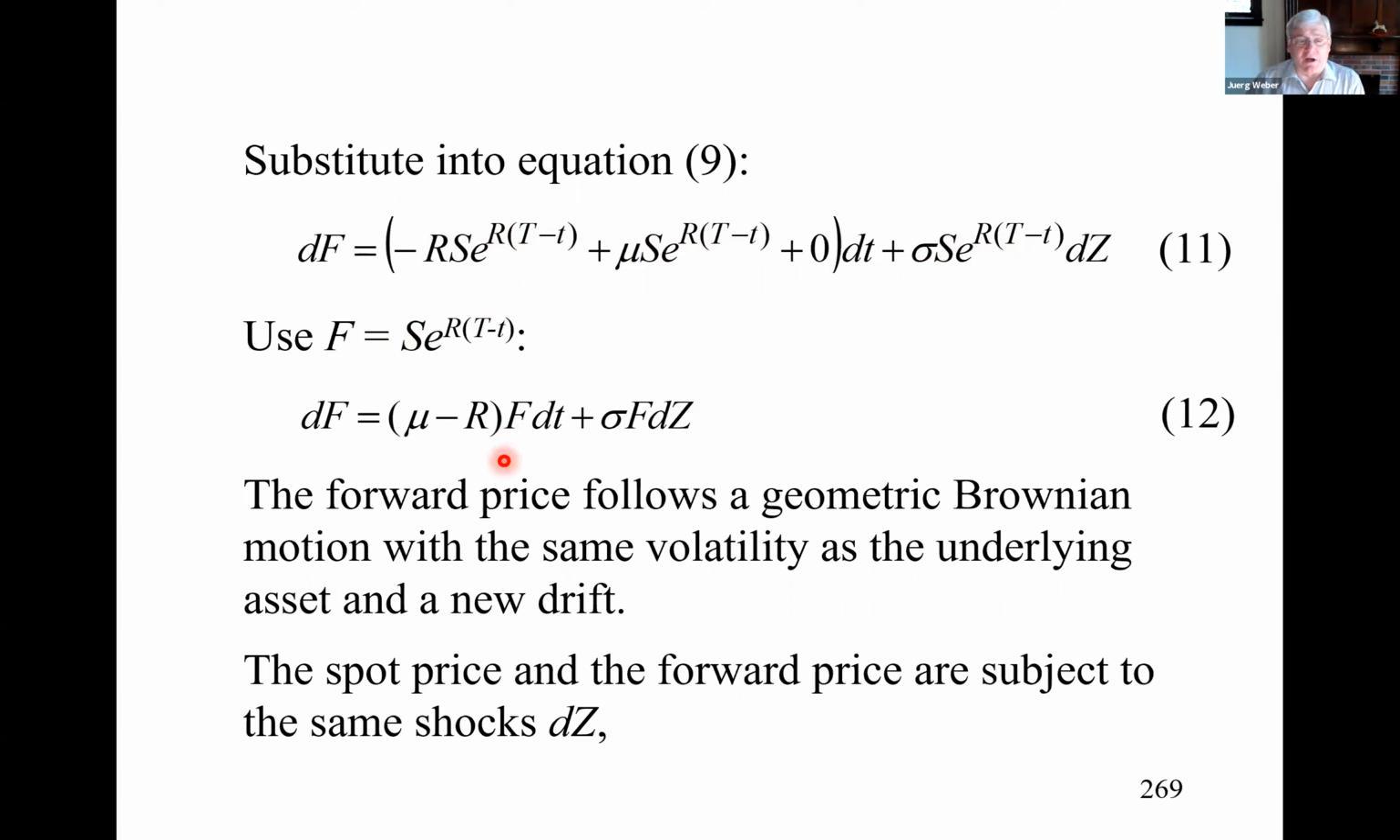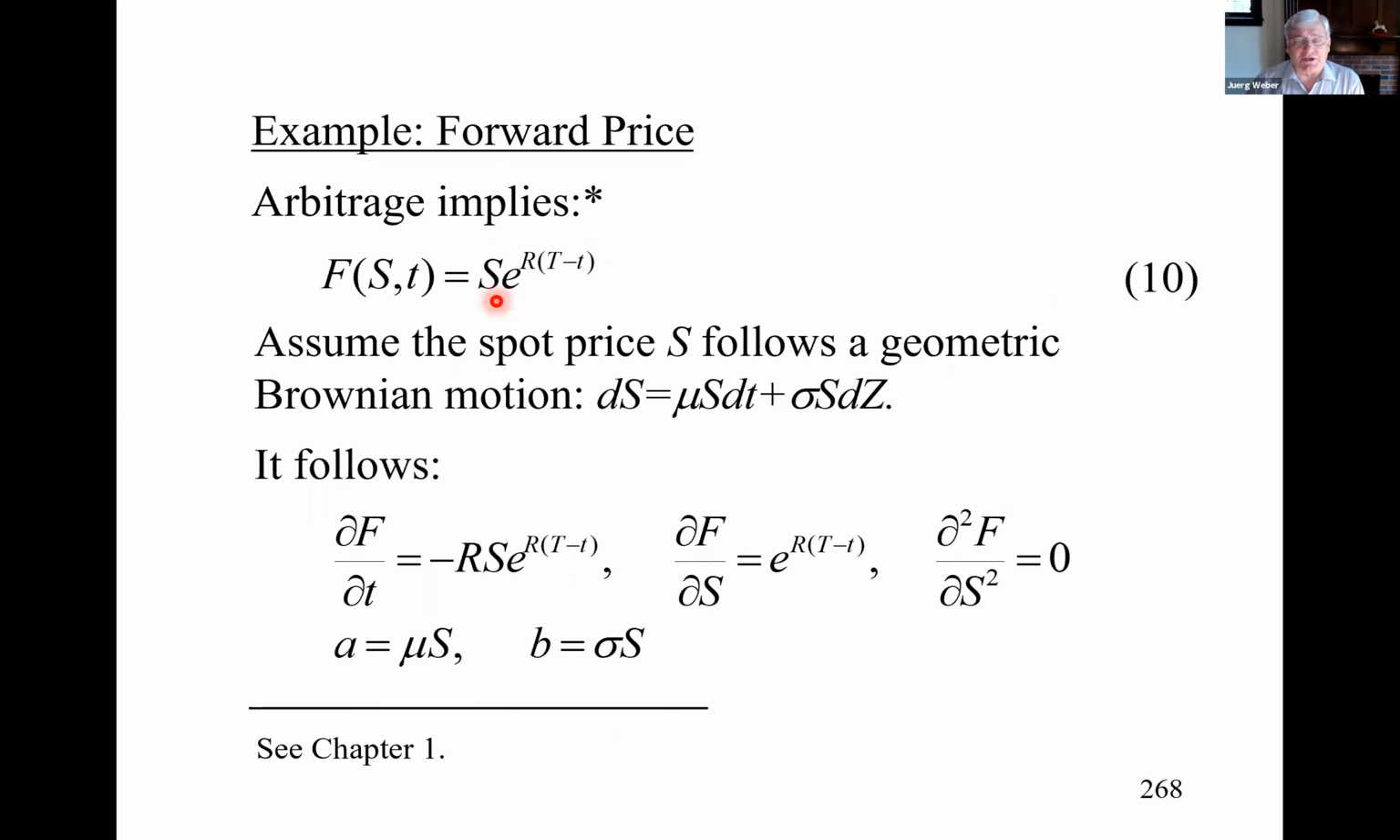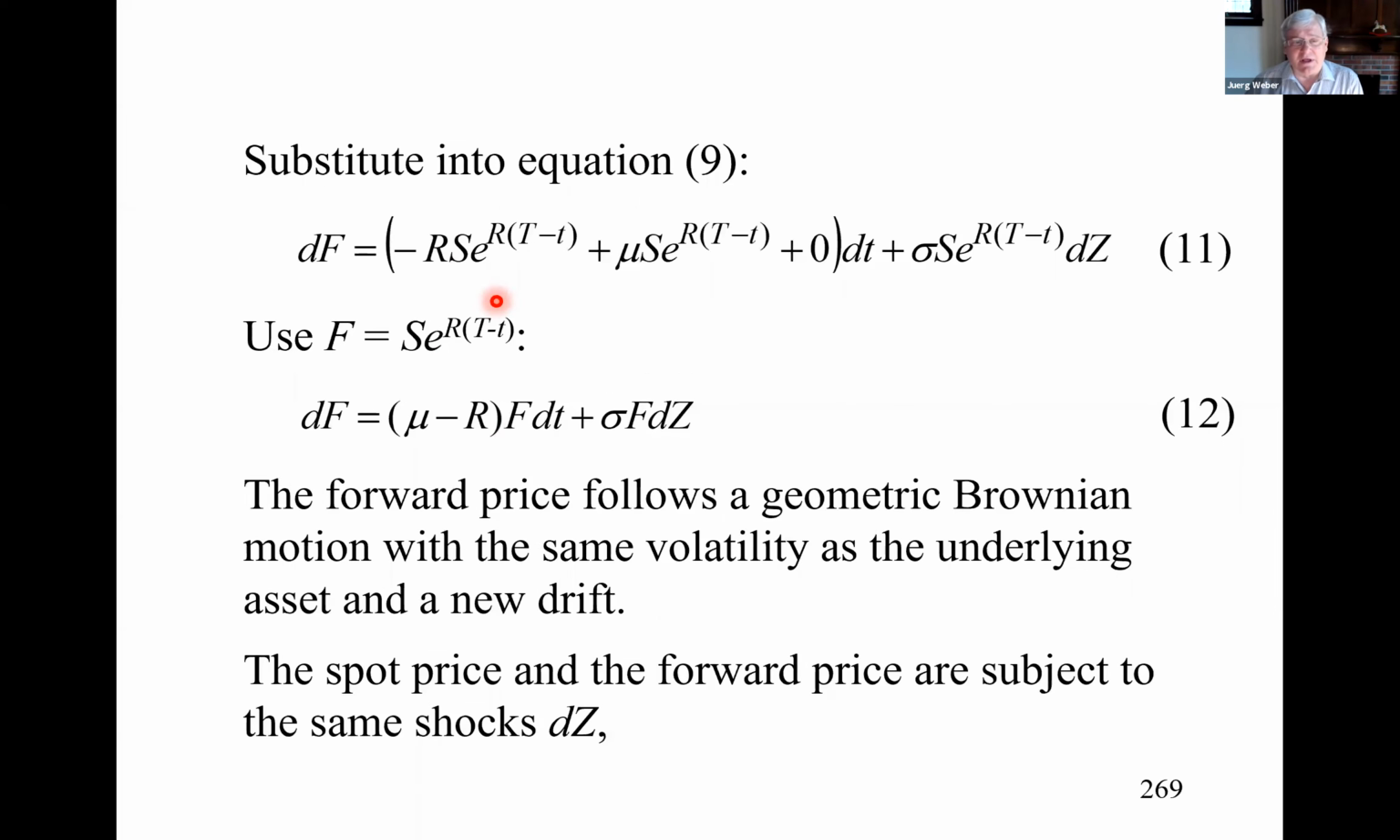So if the underlying asset, if the spot price here follows a geometric Brownian motion, then the forward price on it will also follow a geometric Brownian motion. We have even the same volatility, the same scaling factor for the standard deviation. We have a new drift, it's mu minus r, so we have to subtract the interest rate here. The drift before was just mu. And we have again the same shock.